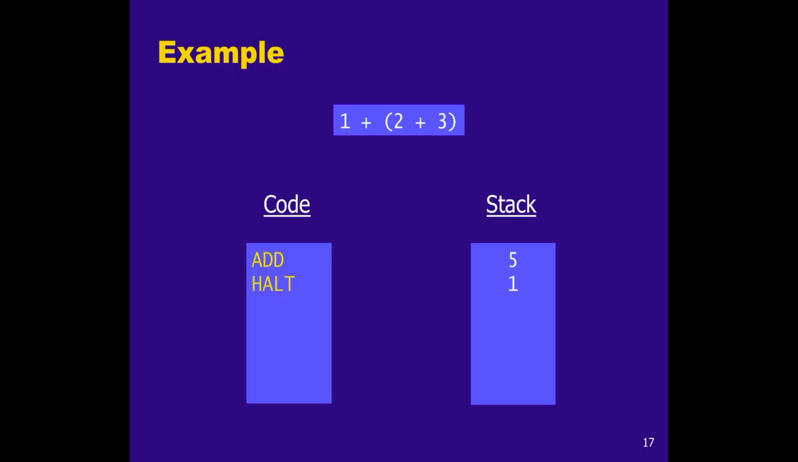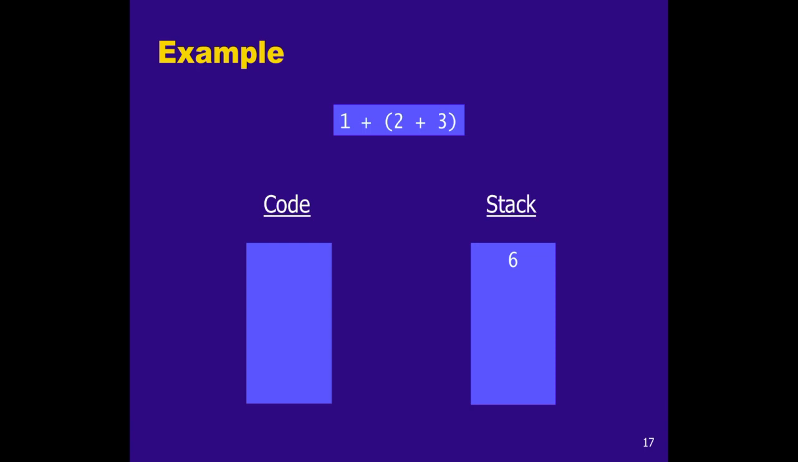And similarly again, you take the 5 and the 1 off with the add, swap them over, and then add them together, put the result back on. And then finally, you have the halt instruction at the end, which doesn't do anything, it just stops. Okay, which is why we've called it halt. Okay, so that's how this all works.